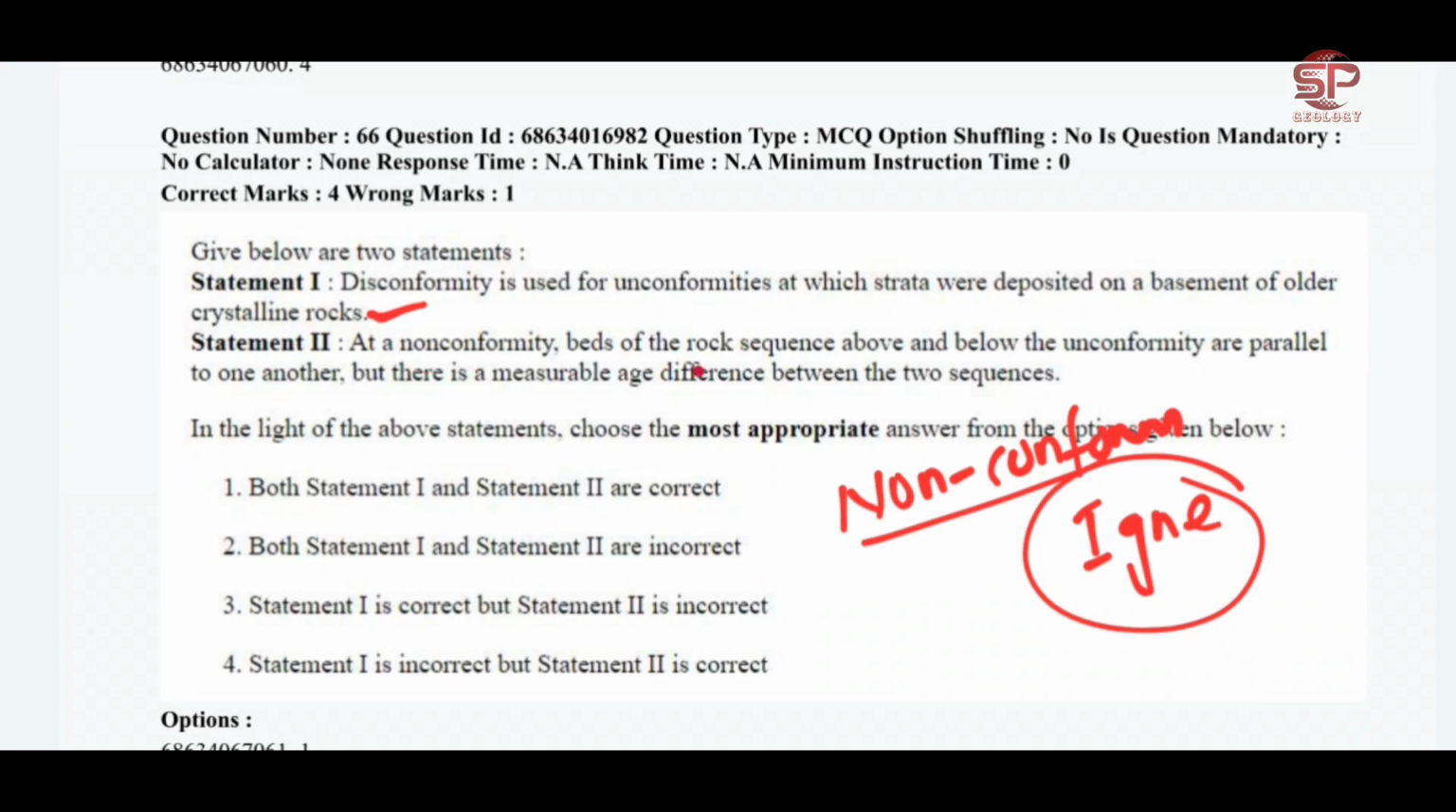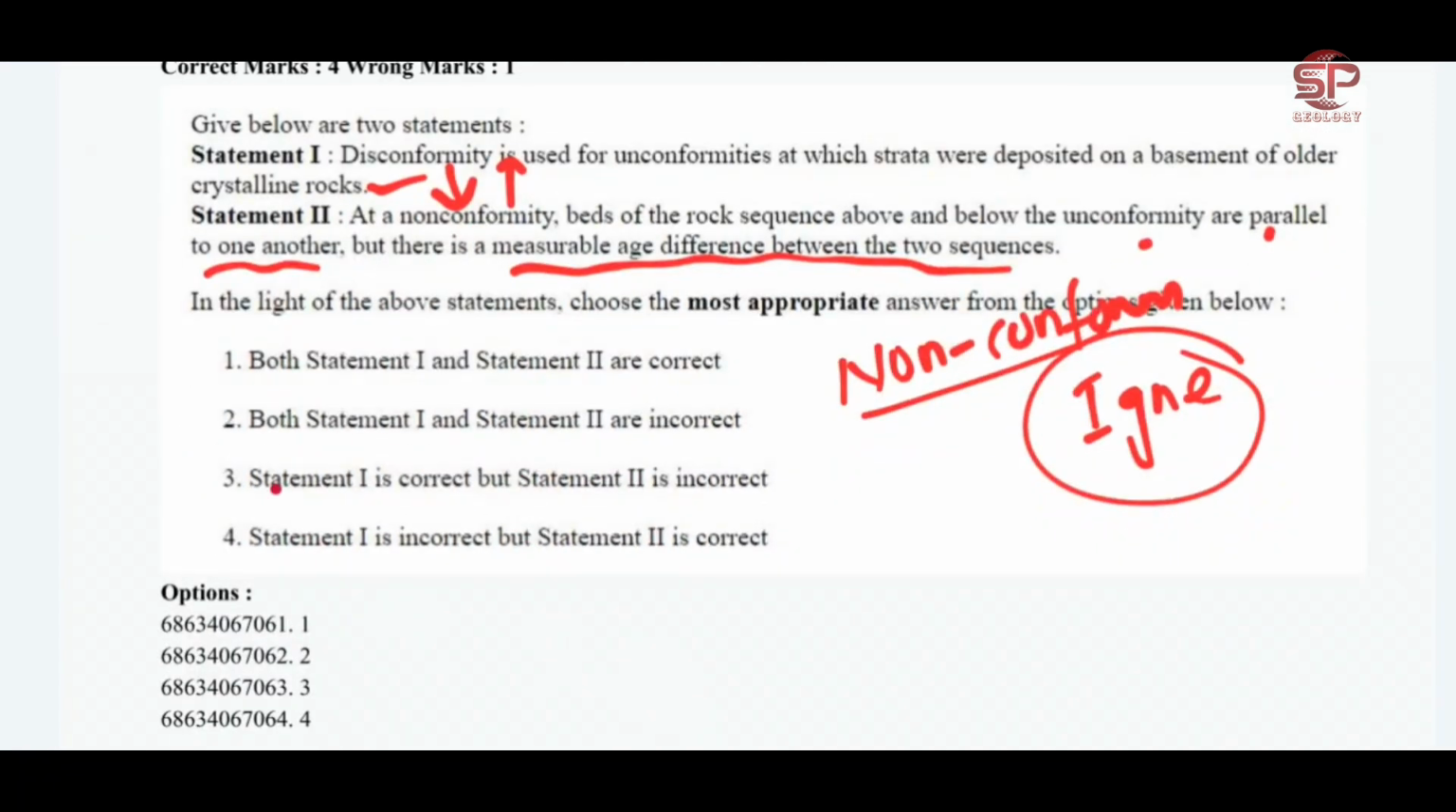At a disconformity, beds of the rock sequence above and below the unconformity are parallel to one another, but there is a measurable age difference between the two sequences. So the two statements are altered, you can say. Non-conformity is when sedimentary strata are deposited over igneous or metamorphic rock. Then in disconformity, you will find a parallel bed sequence and there will be an age gap between the sequences. So both statements are incorrect. Both statement 1 and statement 2 are incorrect.